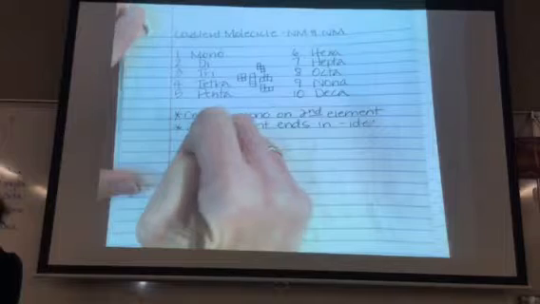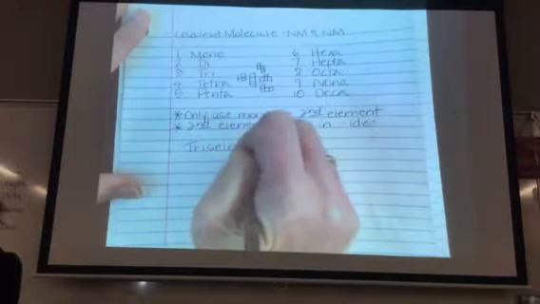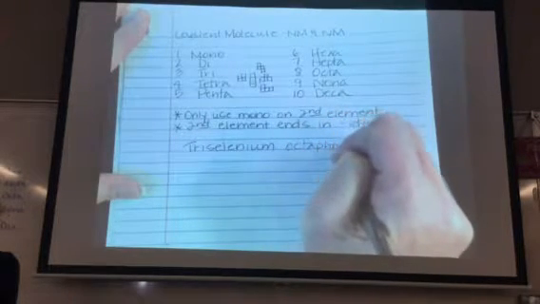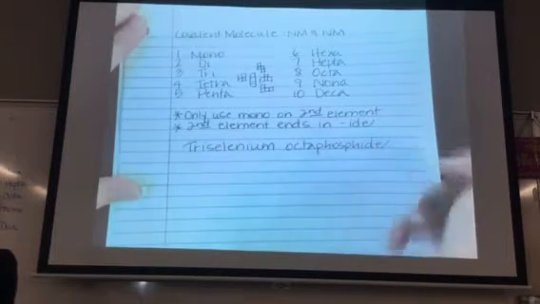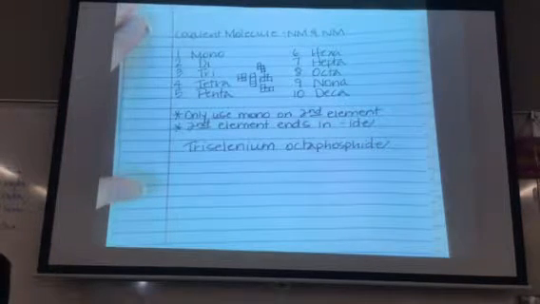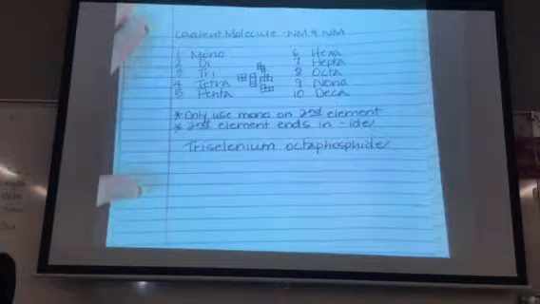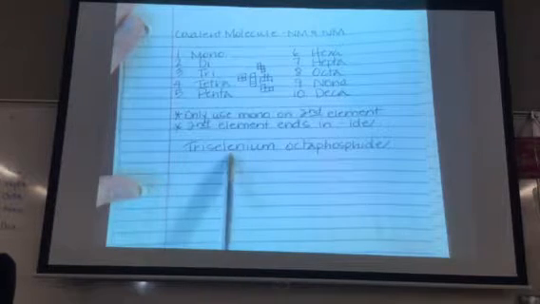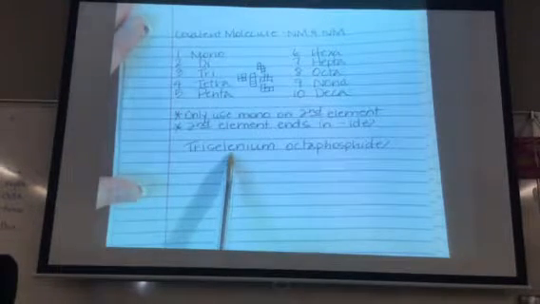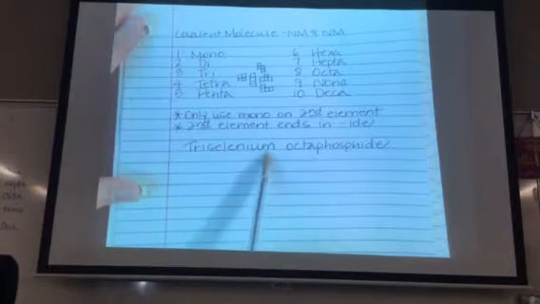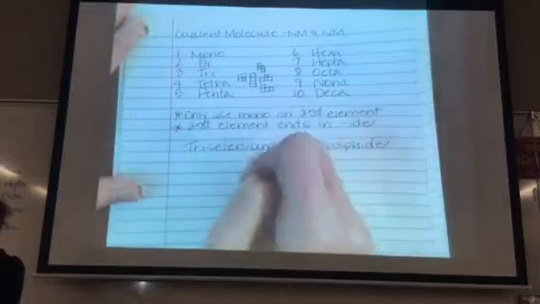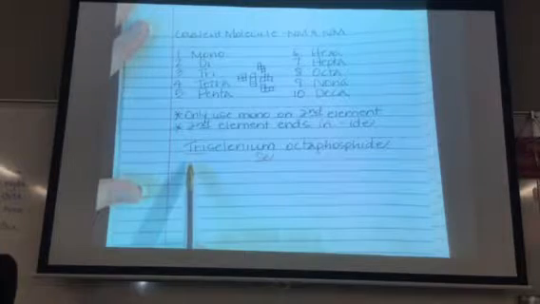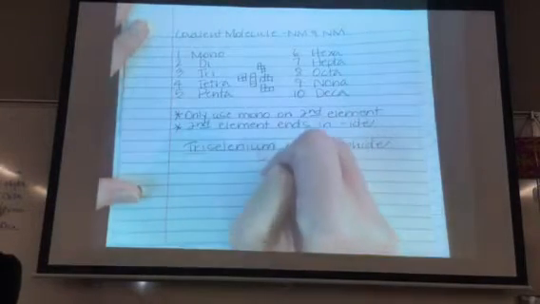So if I give you something like, and I'm just making this up, I don't even know if this actually exists, triselenium octaphosphide. First thing we need to figure out is, what's our first element? Selenium. How did I know that? Because it says selenium here. So I write Se, and that tri tells me how many seleniums I have? 3. So I put a little 3 behind it.